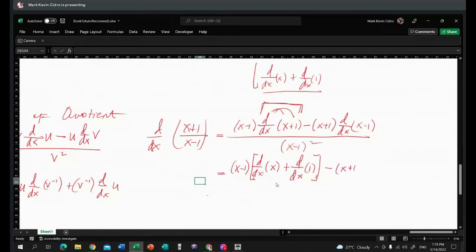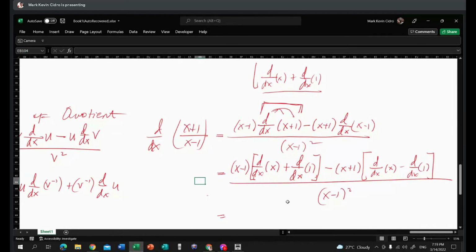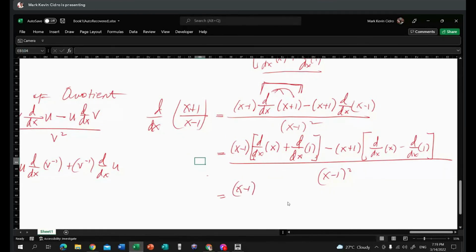Okay, no question. So this is x plus 1. What's the derivative of that? Include it again with a bracket. D over dx of x minus d over dx of 1, all over x minus 1 squared. So, let's try to simplify. This is x minus 1. Dx over dx, that is 1, plus the derivative of a constant, 1 is a constant, that is 0. Minus, copying x plus 1. D over dx of x is 1 again. Minus, the derivative of 1, that is 0. So this is minus 0, all over x minus 1 squared.